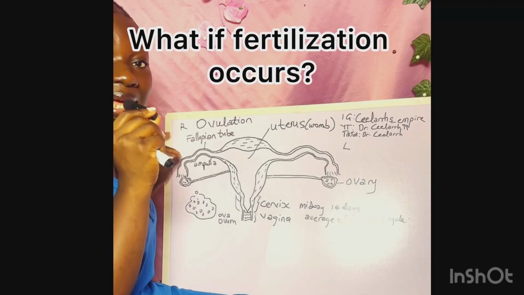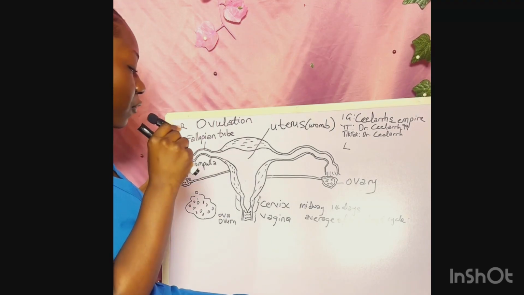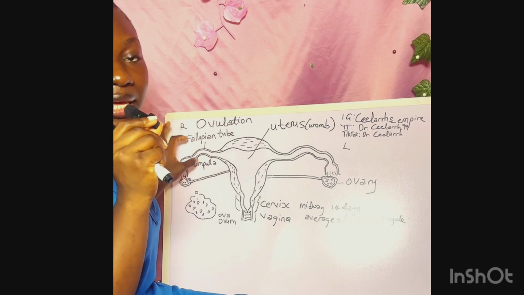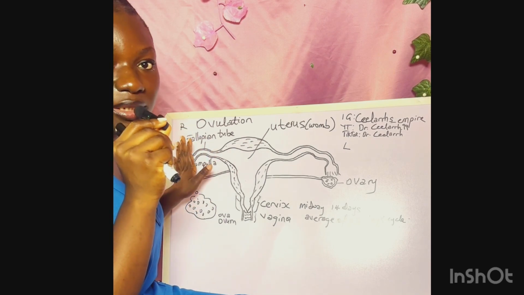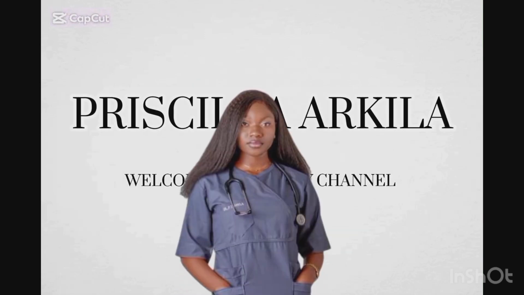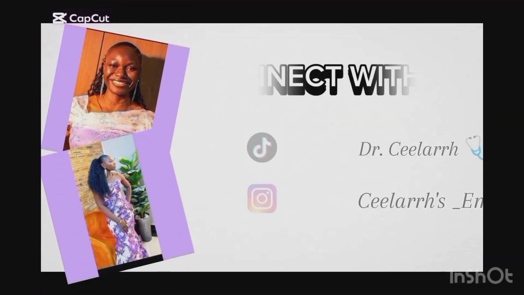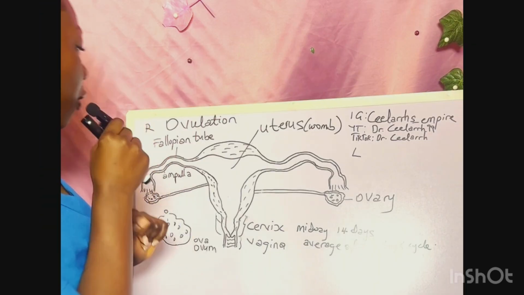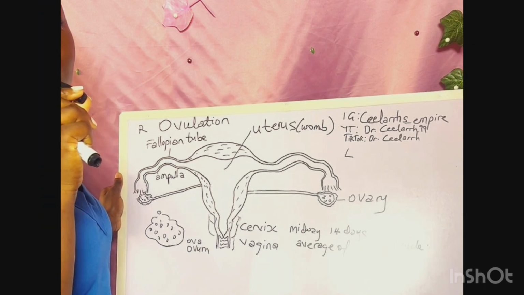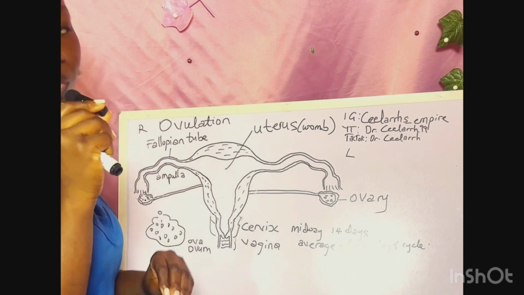And the egg can last in the woman's body for about 12 to 24 hours if there is no fertilization. Okay, after that, the body absorbs it.